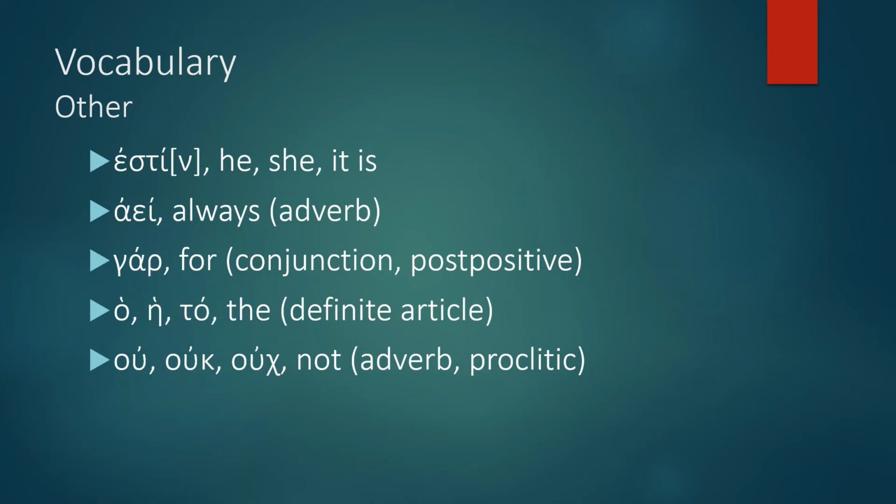If after ou, the word for not, you have a word which starts with a consonant, then use ou. If the word starts with a vowel which has a smooth breathing mark, then use ouk. But if you have a rough breathing mark, you use the aspirated form of this palatal. You switch that kappa to a chi, resulting in ouch. And I think that ouk is the only word in Greek which ends in a kappa, but I'm not really sure.